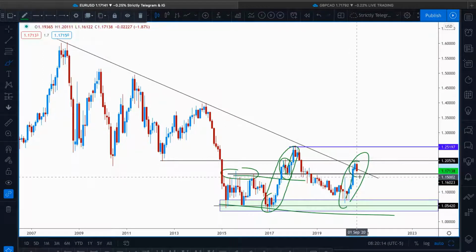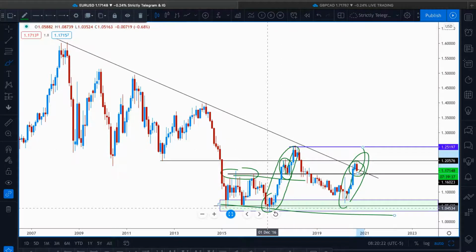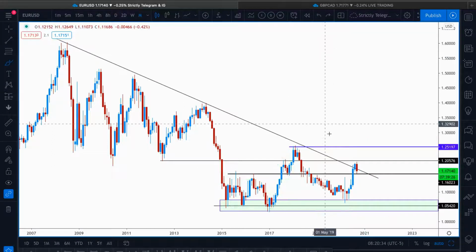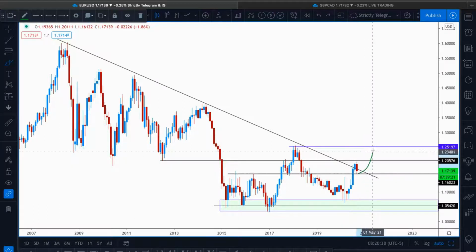We're getting the retracement taking place at this stage. Will we see a continuation to the upside to complete, how should I say, another cycle, or repeat this process in itself? So that's an interesting thing to look at. The overall trajectory from a monthly perspective would be for the market to revisit about 1.25.